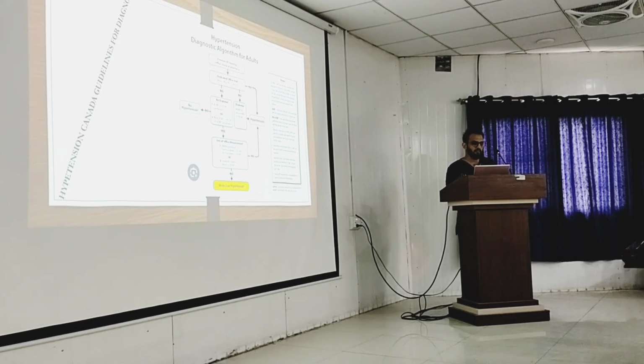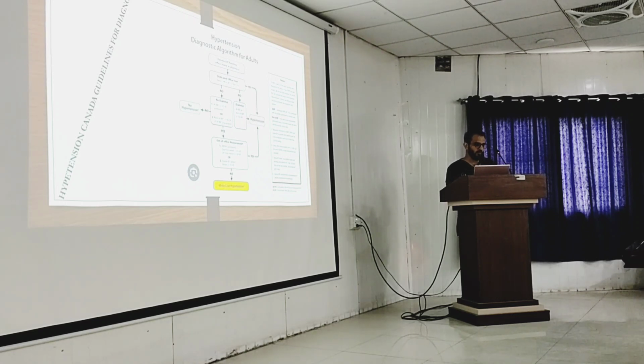If the reading is less than 180 by 110, then we'll check for other risk factors. If the patient is diabetic and automated office blood pressure measurement is more than or equal to 130 by 80, then that is also hypertension. If not diabetic and automated office blood pressure is more than or equal to 135 by 85, or non-automatic office blood pressure measurement is more than or equal to 140 by 90.